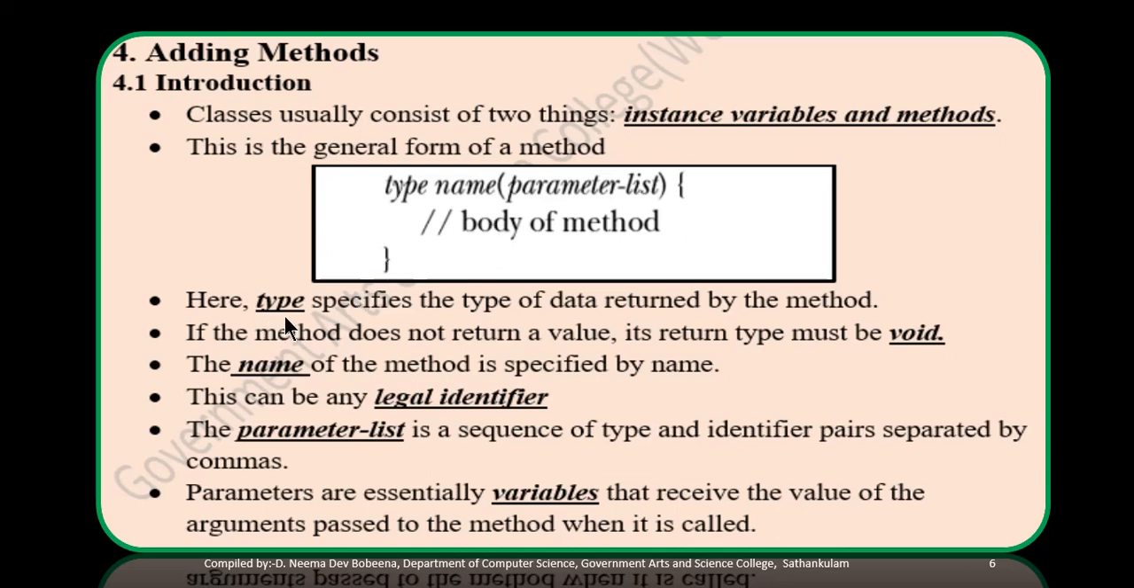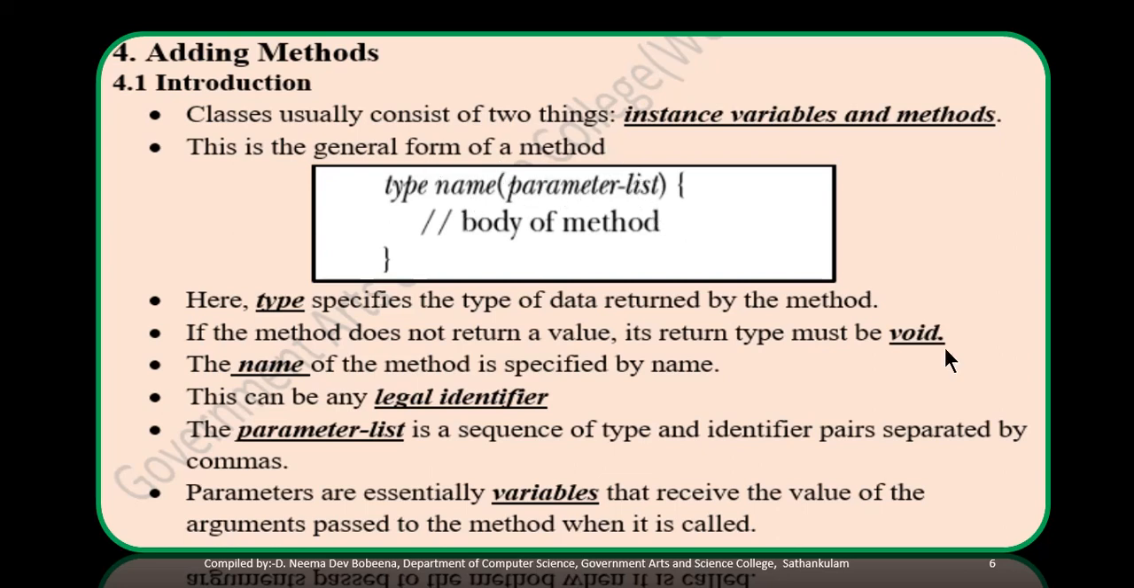The type specifies the type of the data that is returned by the method. This method can return some value. That return value's data type must be specified in this type. If the method is not returning any value, in the place of this data type we have to specify void. The name is the name of the method. It can be any legal identifier.